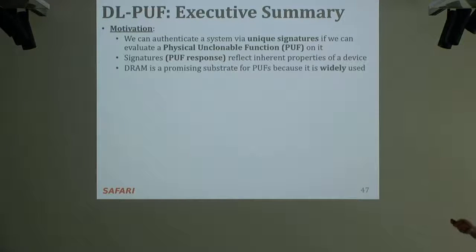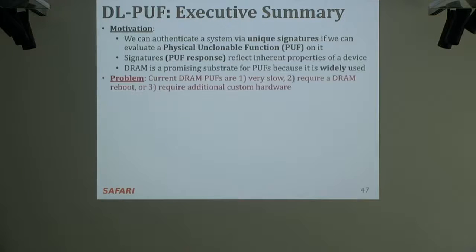And DRAM is a promising substrate for physical unclonable functions because of the same reason we said for random number generation, right? It's widely used. It's everywhere. People currently add the physical unclonable function circuitry inside the chips, for example. But you don't need to do that if you can use DRAM as a PUF substrate. Of course, we're not the first ones to think of DRAM PUFs. Actually, other people thought about using PUFs in DRAM.